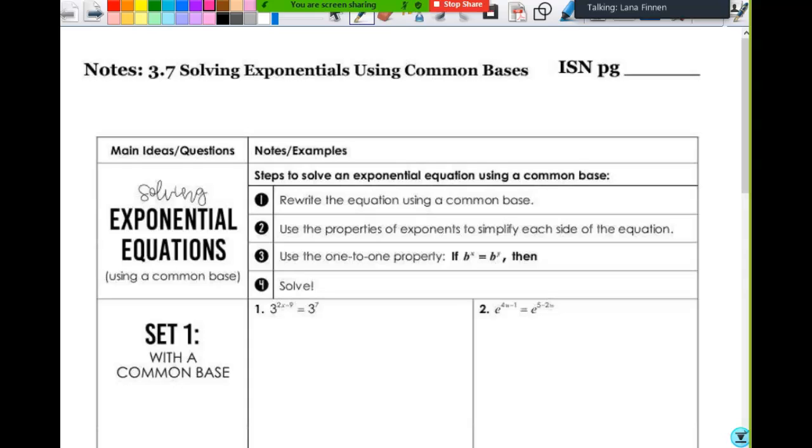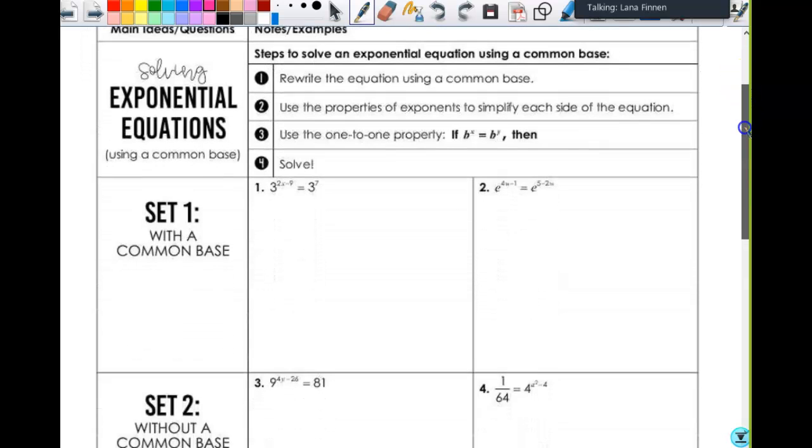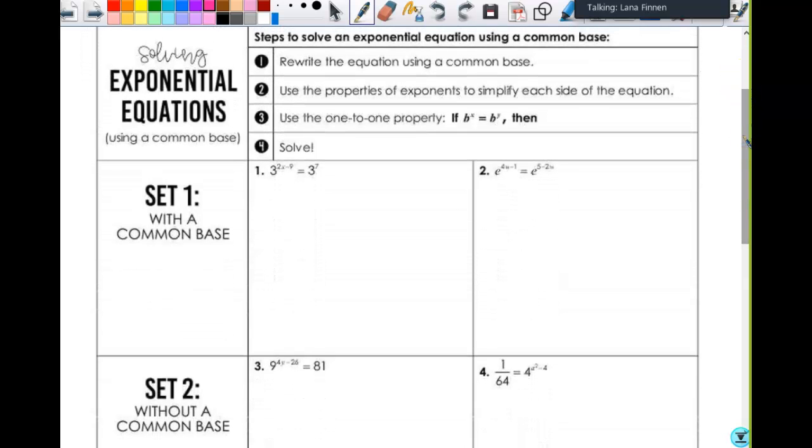Okay, we are going to be solving exponentials with common bases. All right, so here are our steps to do that. If you just look at the types of equations that we're going to have to solve, the first step is going to be to rewrite them using a common base if they don't already have one. Then we're going to use the properties of exponents to simplify, so prior knowledge.